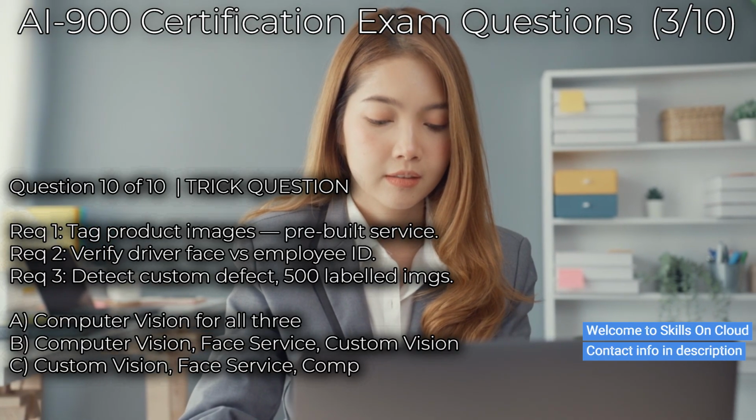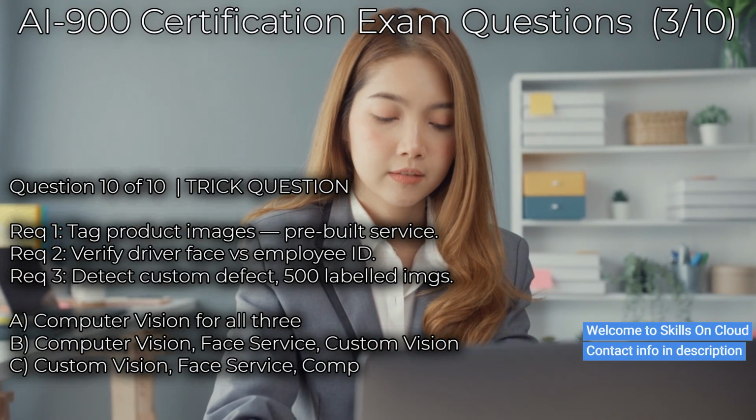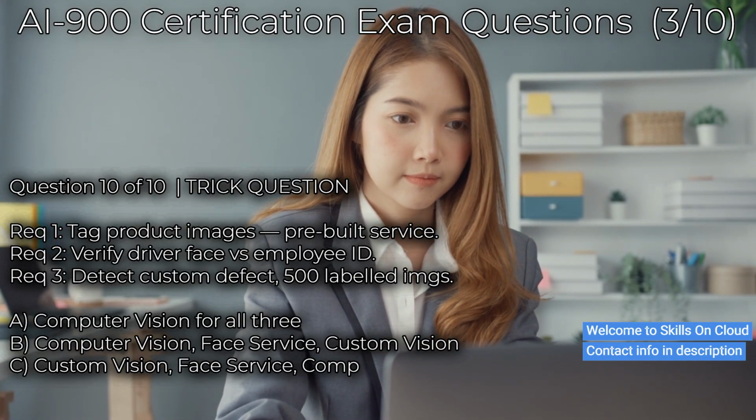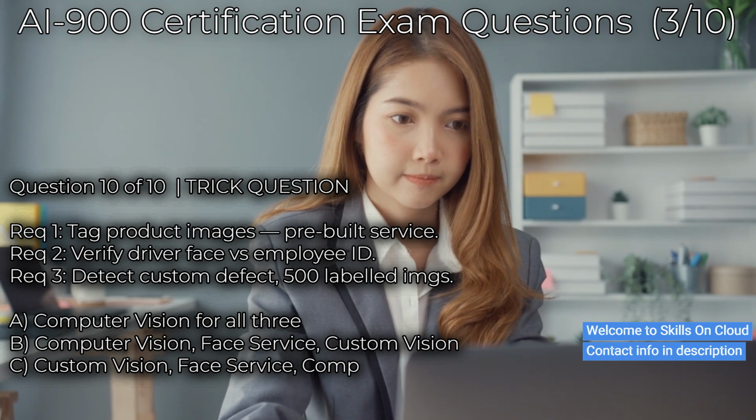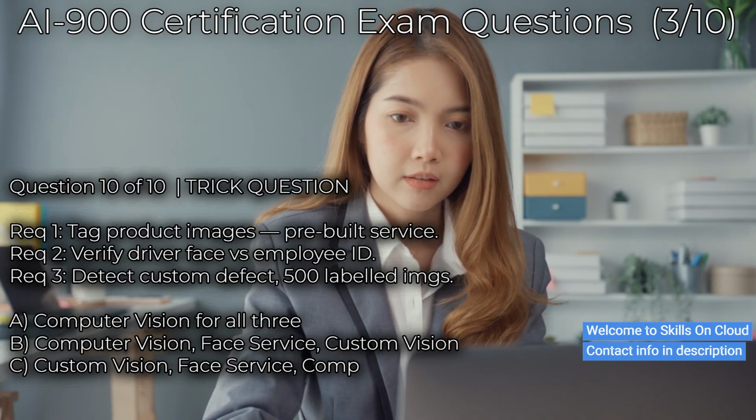The trap in this question is option A, which seems convenient, and options C and D, which swap the roles of the services. Always match the service to its core specialization: pre-built general vision, custom trained vision, or facial identity.